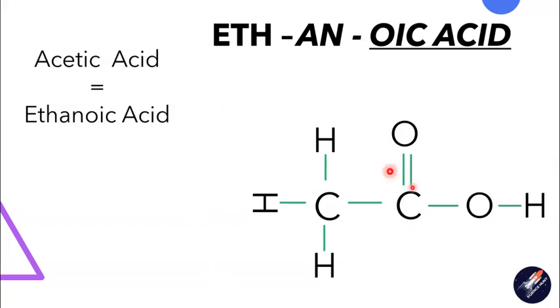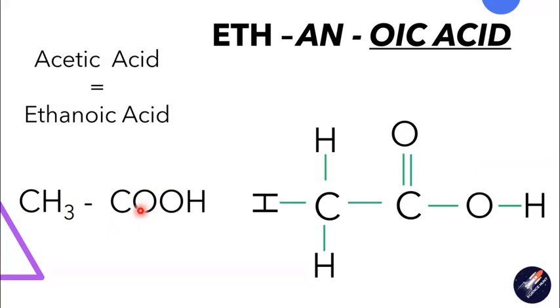So this C atom has bonded with 3 hydrogen atoms. So it will be CH3. And this is the functional group, carboxylic acid, as I told before, COOH. So we will add COOH in this condensed structural formula, COOH.